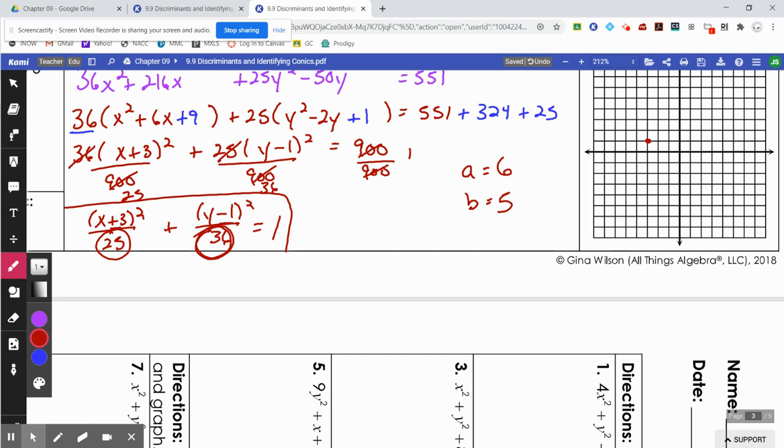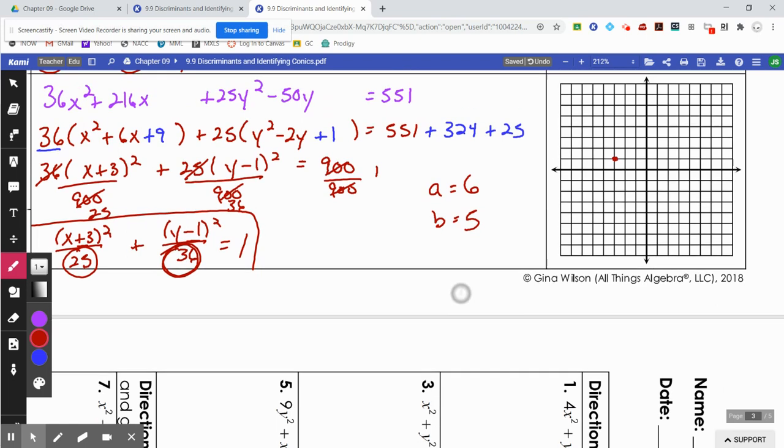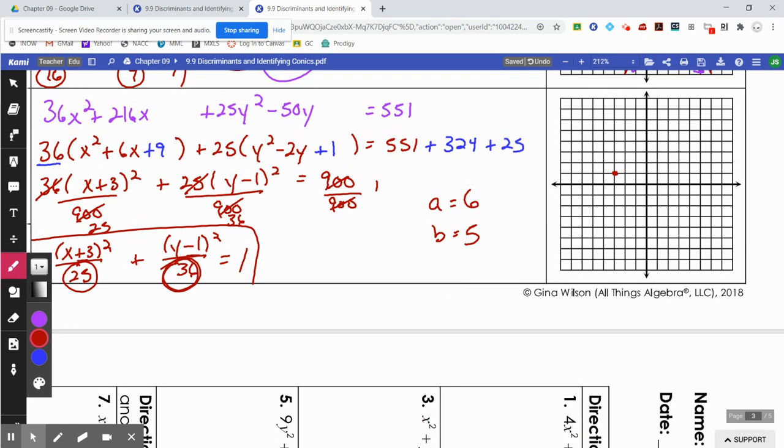So therefore, this will be a vertical ellipse. The larger number is under the y. So since the larger number is under the y, we're going to go in the y direction, up 6 and down 6. 1, 2, 3, 4, 5, 6 in the up direction, and 1, 2, 3, 4, 5, 6 down. We're going to go left and right 5. So 1, 2, 3, 4, 5, and 1, 2, 3, 4, 5.